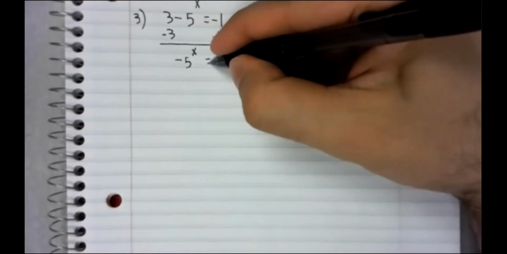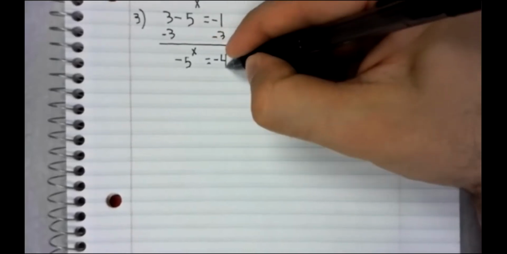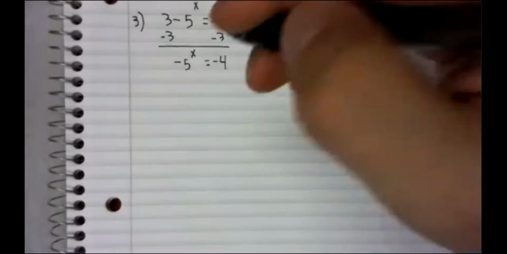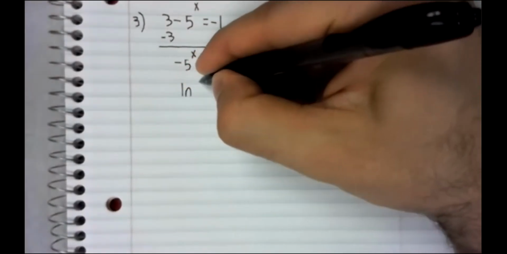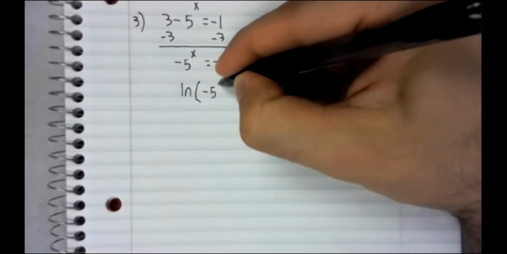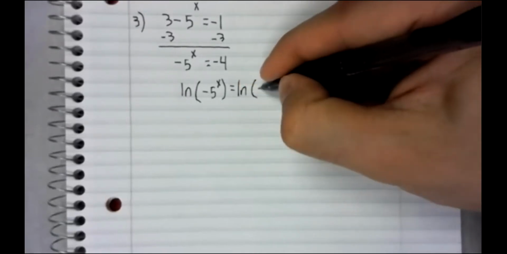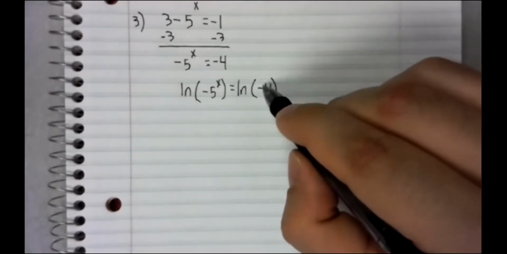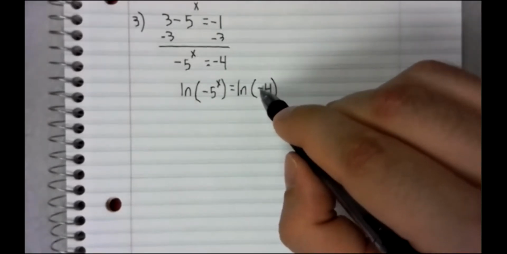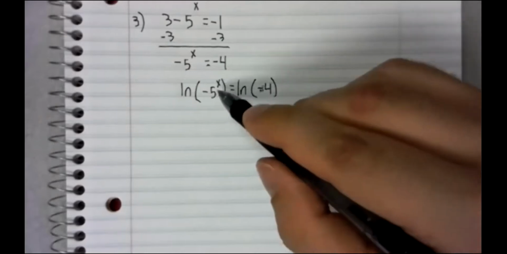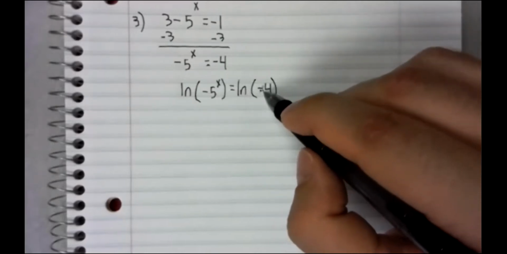Let's get rid of that 3 via subtraction. And now we don't want this power. So let's take the logarithm of both sides. Oops, this isn't going to work. The logarithm of -4 isn't defined. We can't do this.